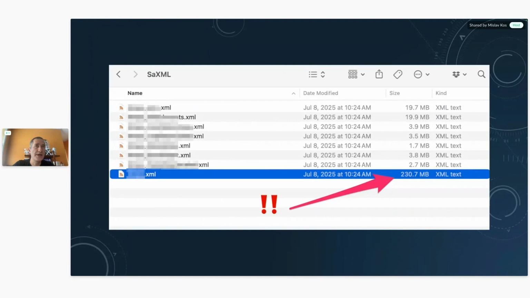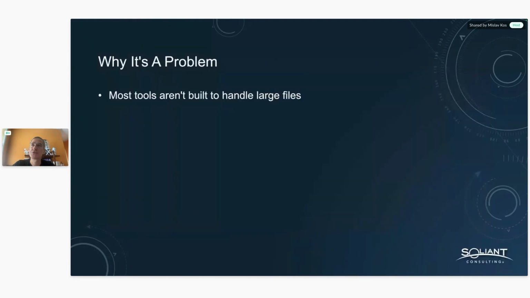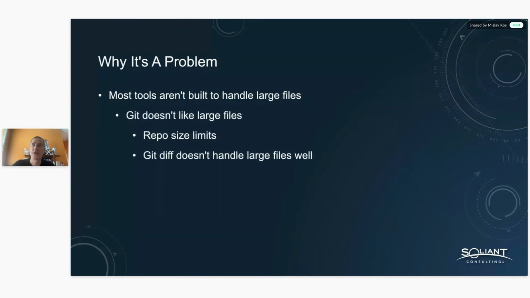And so why is that a problem? Well, most tools aren't built to handle large files. Git doesn't like large files. It has a limit to how much you can store in a repository. And the diff tool that Git uses doesn't handle large files well.